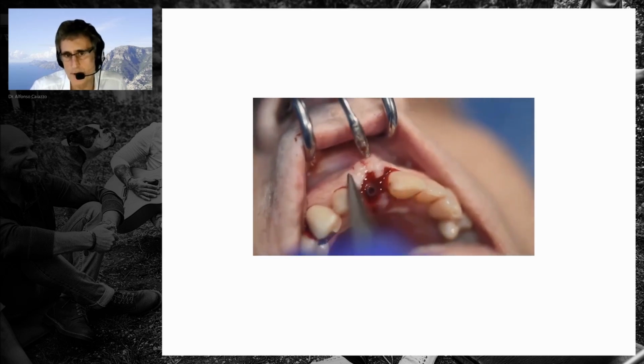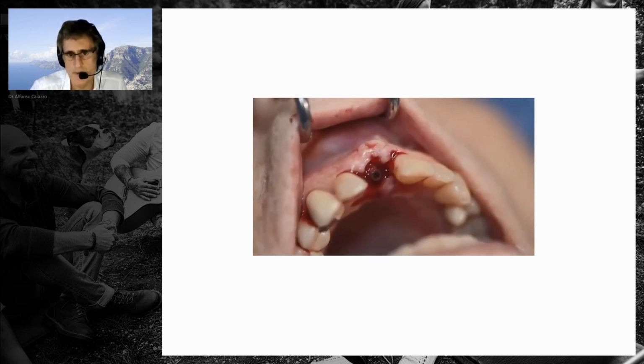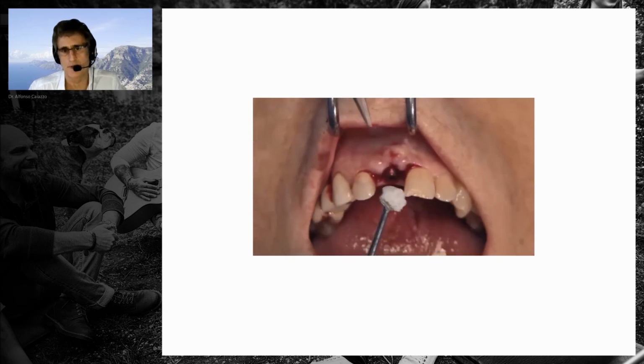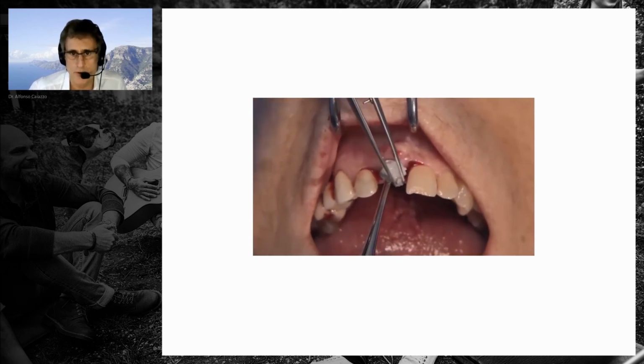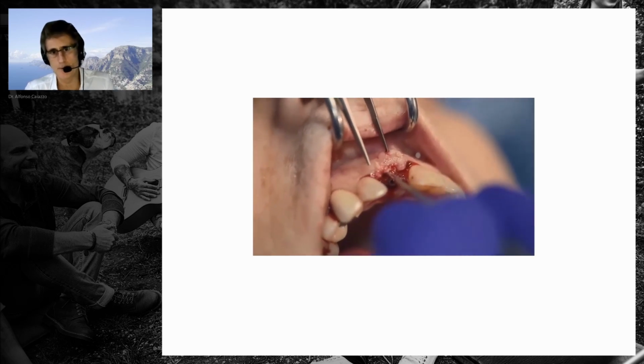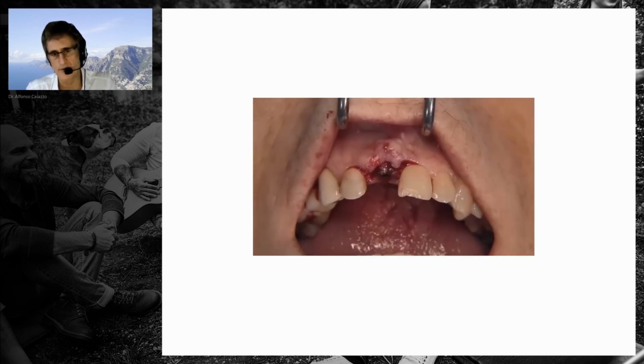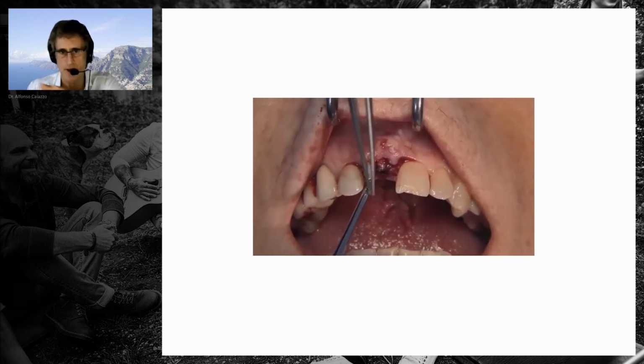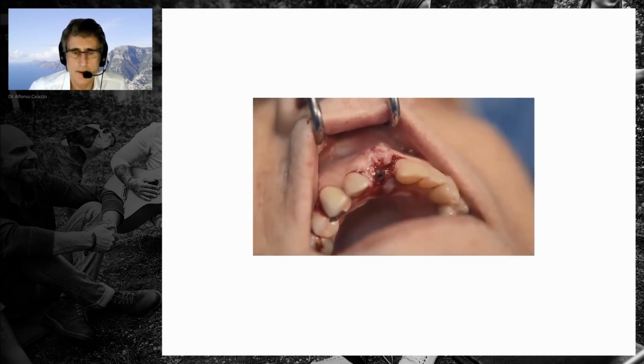I take care of the hard tissues. So I take some xenograft. I only want xenograft there because I want something that won't resorb and will be stable in the long term. I don't go deep. I don't fill all the gap. I just fill the crestal part of the gap.